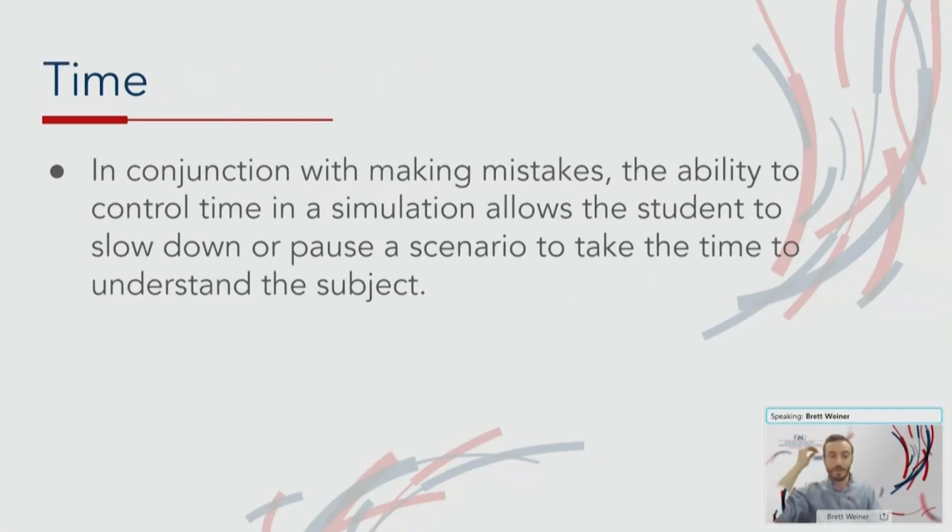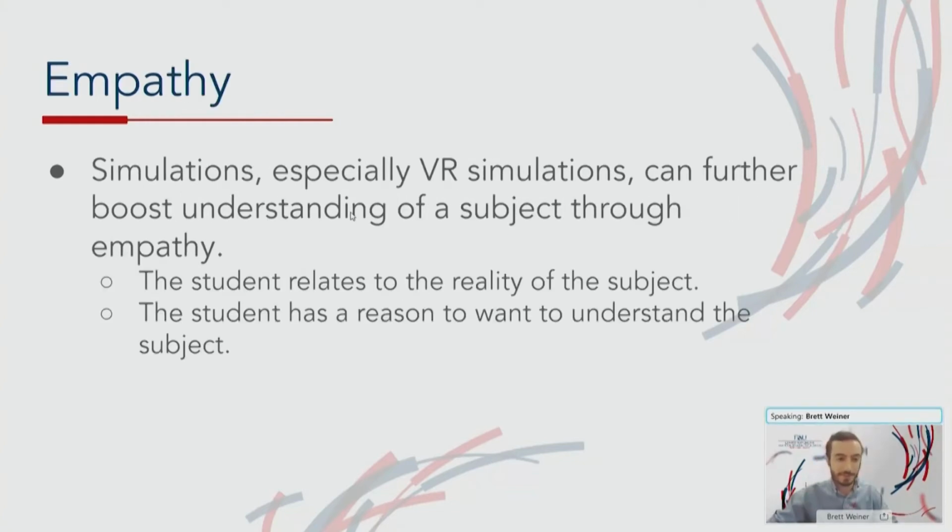And time. In conjunction with making mistakes, the ability to control time in a simulation allows the student to slow down or pause the scenario and take time to understand the subject. Whereas in reality, you can't pause, you can't go back, you can't fast forward. So every mistake you make in real life is there, and you just have to learn from it. Whereas in a simulation, you can learn from it and also quickly go back and see what you did wrong the first time and more efficiently learn that way, which could be more effective for some students as well. Thank you, Jess.